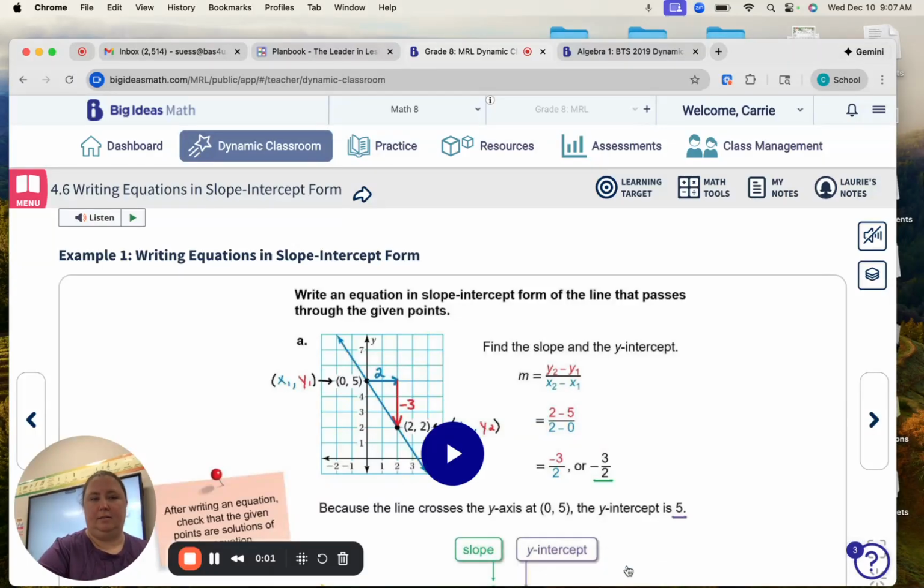8th grade. We are doing lesson 4.6 on your worksheet, writing equations in slope-intercept form. What is slope-intercept form? Y2 minus Y1. What's slope-intercept form? Y equals mx plus b. It's okay. This is the number one equation I want you to leave this classroom knowing. Okay, I think Eva was thinking of the next one.